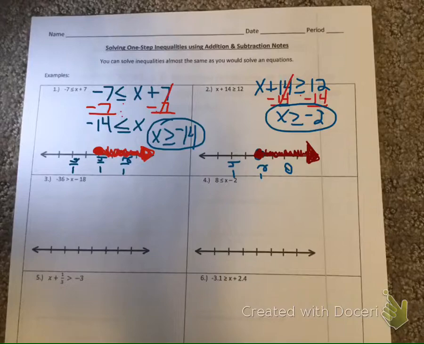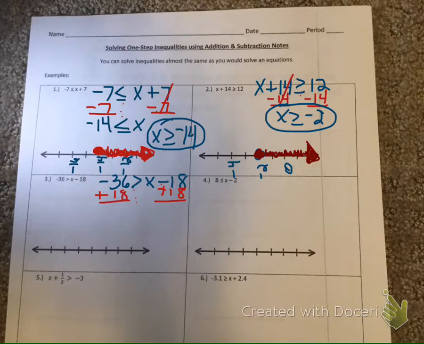Next problem, we have -36 is greater than x minus 18. Now you may choose to rewrite it with your variable automatically on the left, but I choose to do that at the very end so I don't make any mistakes. My goal is to get x all by itself. To get x by itself, I need to get rid of a subtract 18. The inverse of subtracting 18 is to add 18. Whatever I do to one side of the inequality, I have to do to the other.